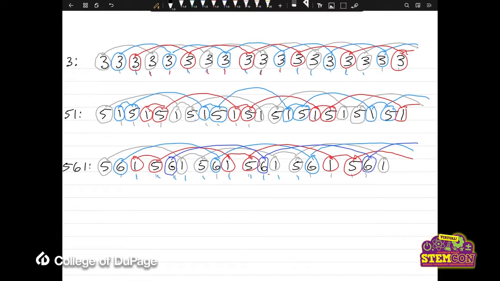Let's just make up a sequence. So how about 5, 1, 3, 2? Okay, so this has 4 numbers in this sequence. So 5, 1, 3, 2, 5, 1, 3, 2, 5, 1, 3, 2, 5, 1, 3, 2.